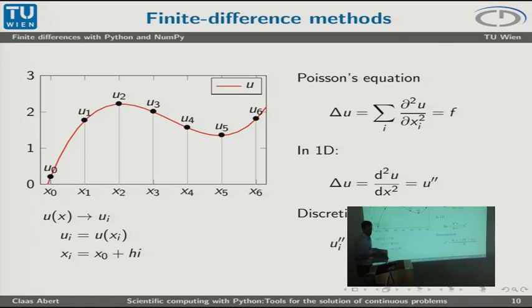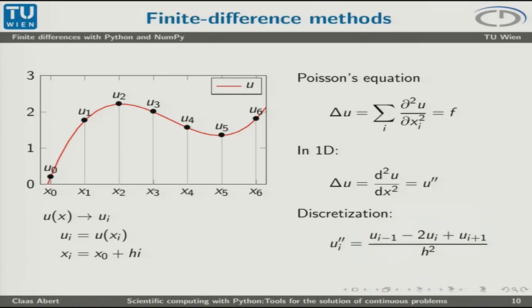The next question is, we want to solve differential equations. That means we somehow have to discretize our differential operator, and in this case it's the Laplace operator, and in n dimensions the Laplace operator is given by the sum of the second derivatives in the different spatial dimensions.